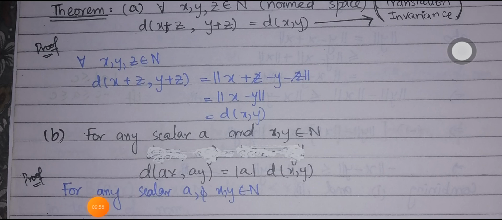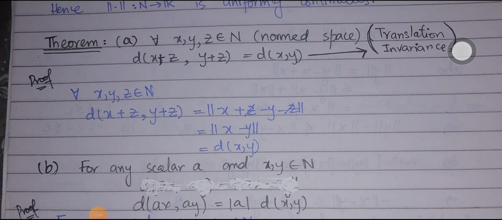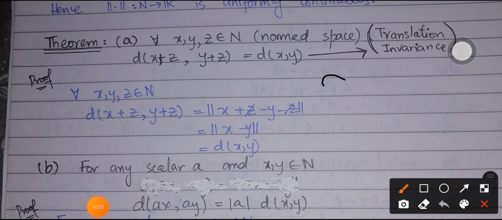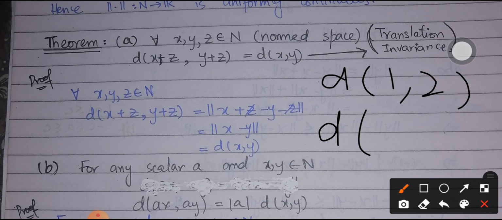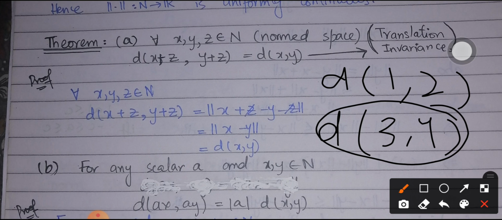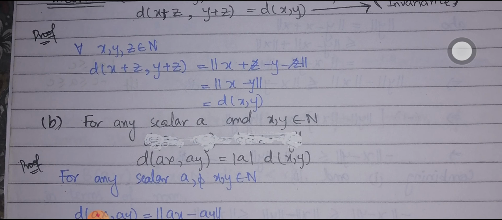In this property, translation invariance, basically we want to say that let's suppose we are finding the distance between the points 1 and 2, and it will be equal to norm of 2 minus 1, that is 1. But if I translate both points by the same number, that is, I add 2 to both numbers, so it will be 3 and 4, and the distance between 3 and 4 is again 1 unit. So this is what translation invariance says, that if we shift both points by the same distance, then the distance between the original points will remain the same. There will be no effect on it.